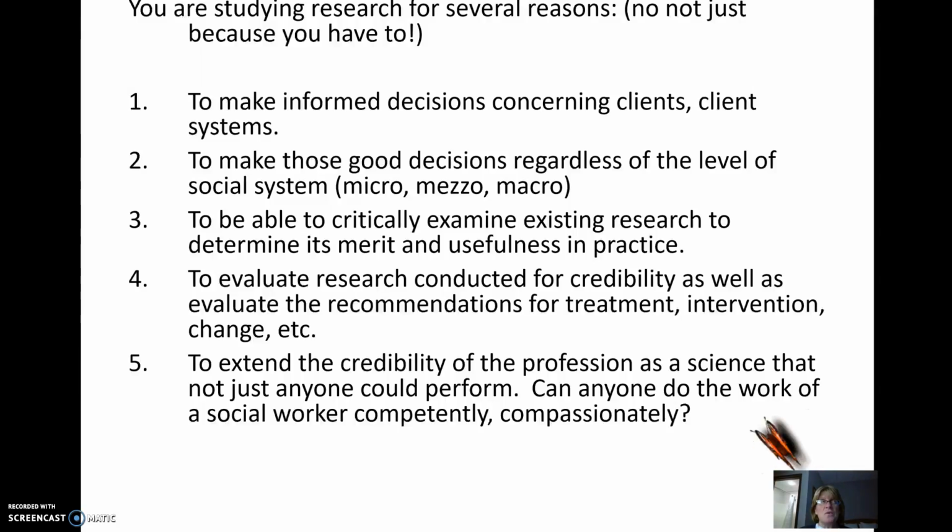So if you're at a micro, meso, or macro level, you could use research to guide your decision making. Research also provides you with ways to critically examine existing research. It helps you to understand how to evaluate research for credibility, meaning, is this intervention, this new technique, something I should use, or could this possibly harm my client? Research can let us know that. And the last one, which is something I mentioned before, is that it lends credibility to the profession. By conducting research, we are providing credibility to our social work profession. And you know what? We need to do that. We need to do that more and more.